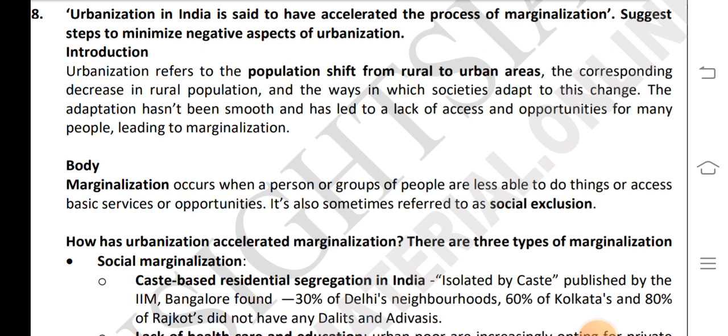Urbanization. Question number 8: urbanization in India is said to have accelerated the process of marginalization. Suggest steps to minimize the negative aspects of urbanization. Introduction.